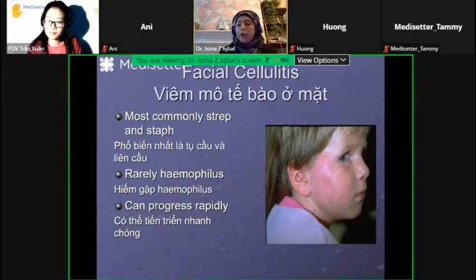The reason for marking around is so that you can see whether it spreads beyond your mark after a few hours.